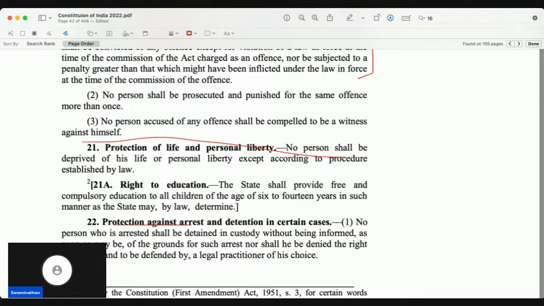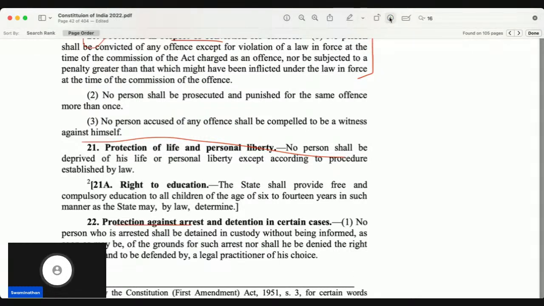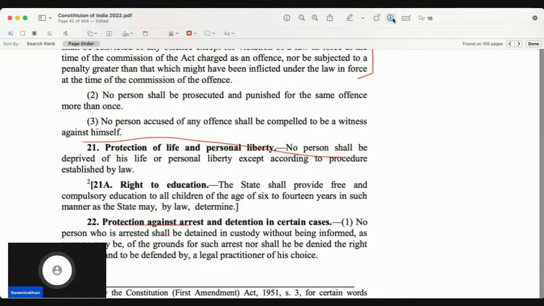One is the procedure established by law, which you find mentioned here, and another is the due process of law concept. So procedure established by law is mentioned here, but there is a limitation in this concept of procedure established by law. It says that okay, every person shall have the right to life and personal liberty except as per procedure established by law. So it means that if a procedure established by law provides, their personal liberty can be curtailed.